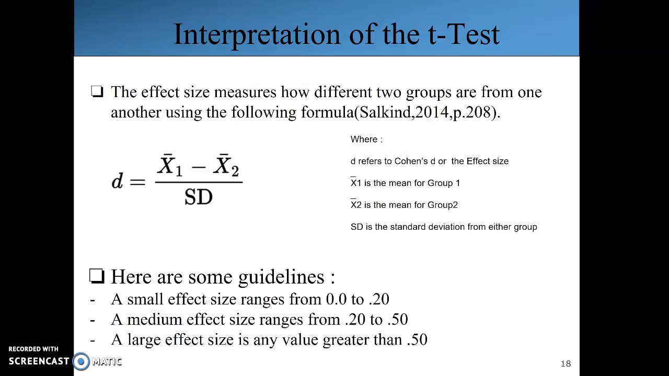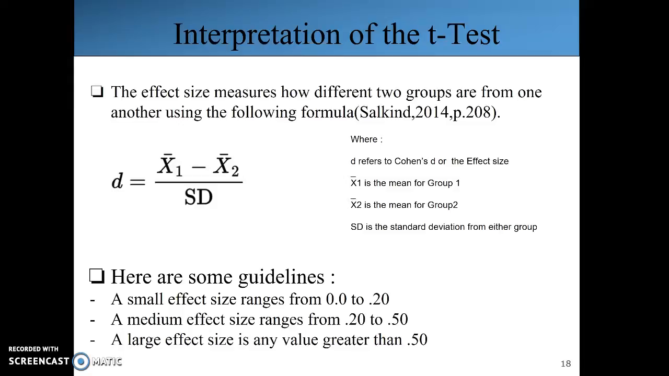Finally, we need to make an interpretation of the t-test. The effect size is used to measure how different two groups are from one another. The effect size is important when analyzing the t-test because it measures how different the two groups are from one another, and it uses a formula called Cohen's d, which is equal to the difference of the means for the groups divided by the standard deviation.